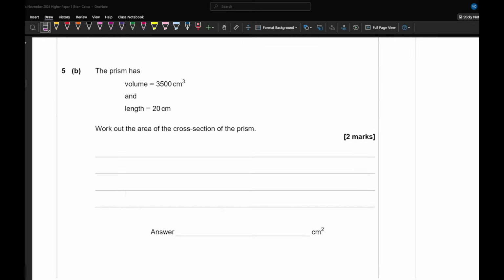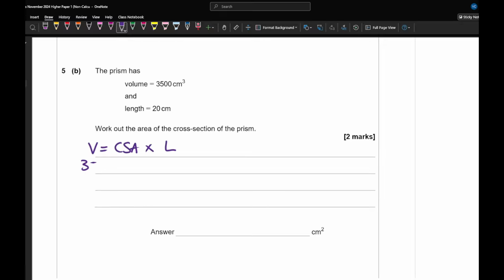Moving on to question 5b, it says a prism has a volume of 3,500 cubic centimeters and a length of 20 centimeters. Work out the area of the cross section of the prism. For this, I just want to make sure that the units are the same, which we're working in centimeters. That's fine. So the volume is equal to the cross sectional area multiplied by the length.